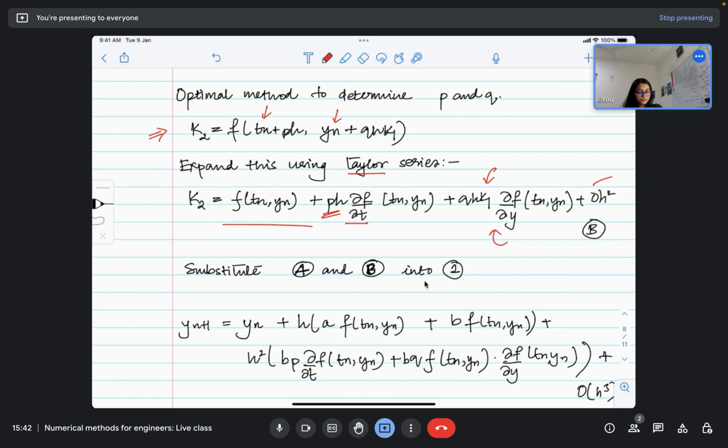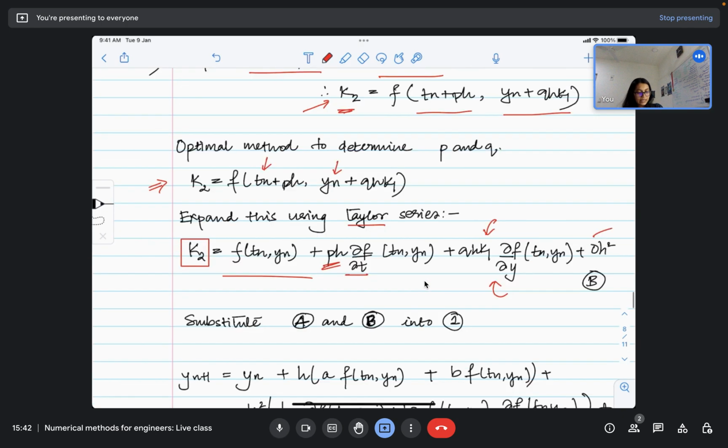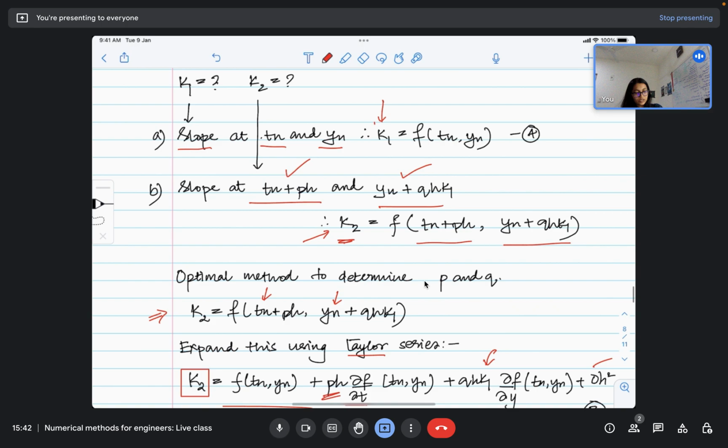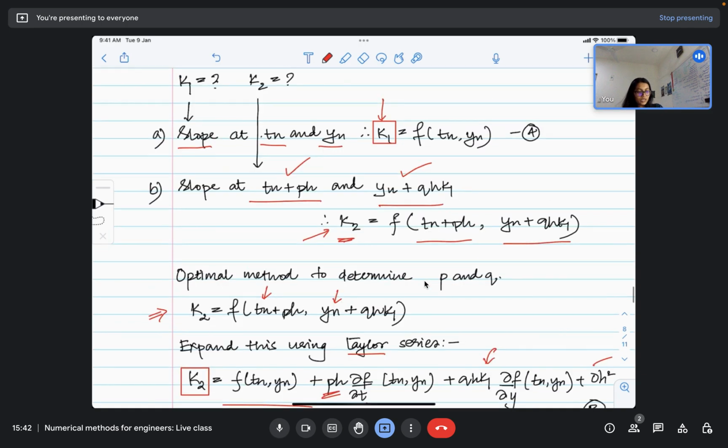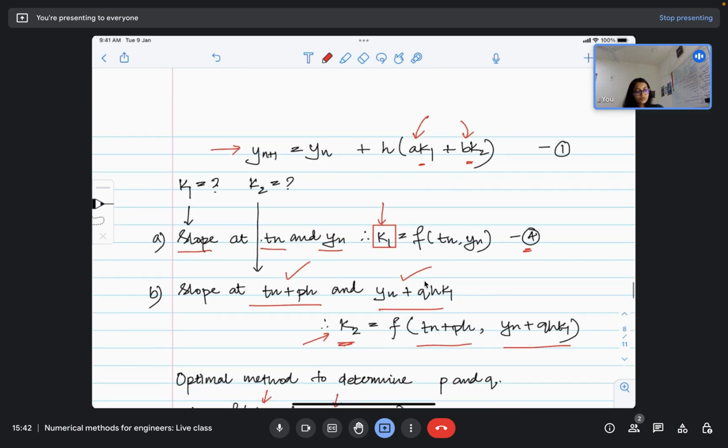Now this expansion that we have written of k2, and this is the usual expansion of k1. So these two, one I have labeled as equation B and another I have labeled as equation A. These A and B we are going to try and fit into this equation 1. So we will basically be replacing the values of k1 and k2.